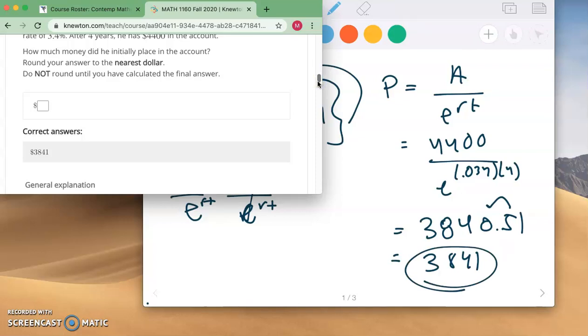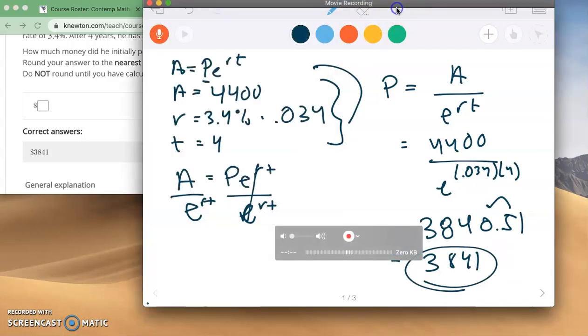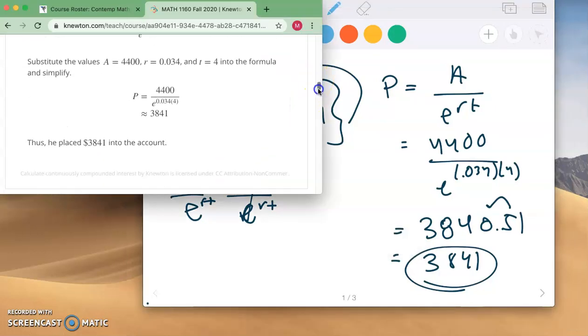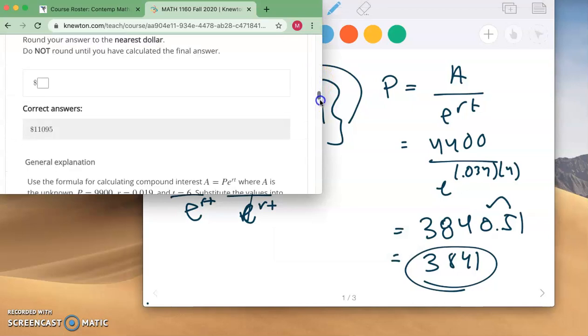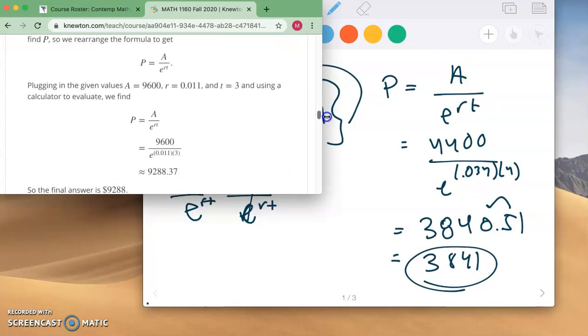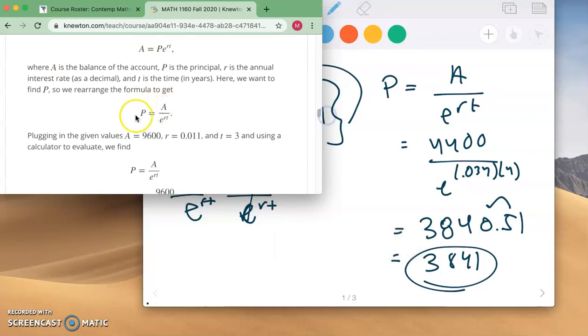So again, the most important thing in these is to remember this equation, that amount equals the principal times e to the RT. Once you get that, you can solve for anything. Let me see. Yeah, I don't think they're ever going to ask you to solve for the rate. That one's pretty simple. See how they did it here? They solved for that P.